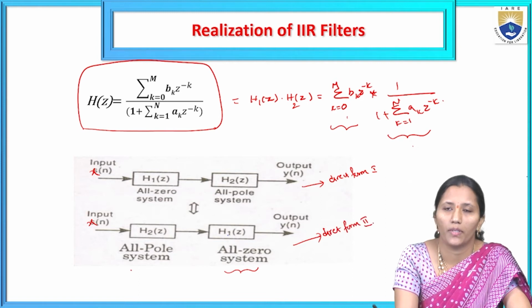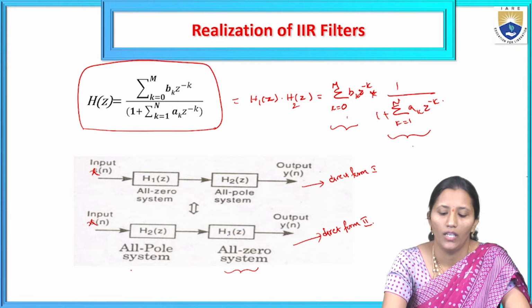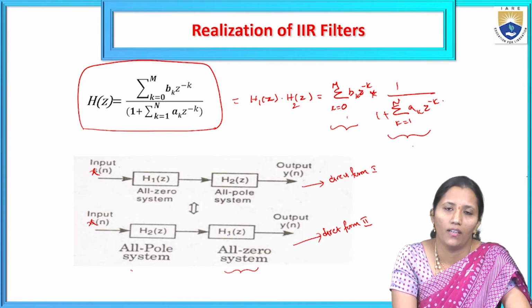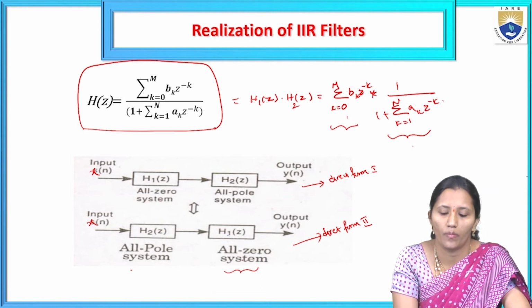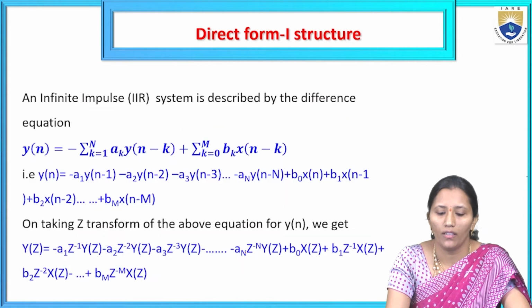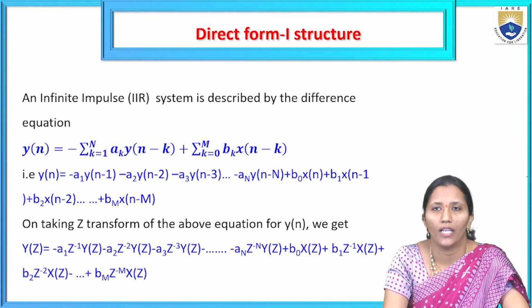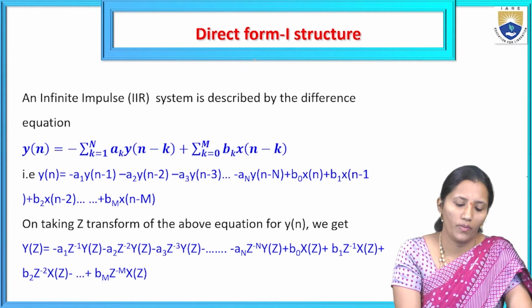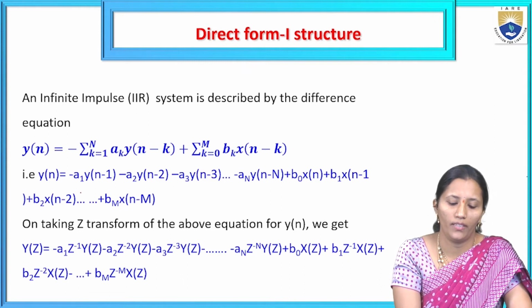The basic difference between direct form 1 and direct form 2 is that in direct form 1, we realize the all-zero system first, followed by the all-pole system. In direct form 2, we realize the transfer function H of z as the all-pole system first, followed by the all-zero system. Okay. First we will discuss how to realize the infinite impulse response system transfer function in the direct form 1 structure. First we take the IIR filter difference equation.